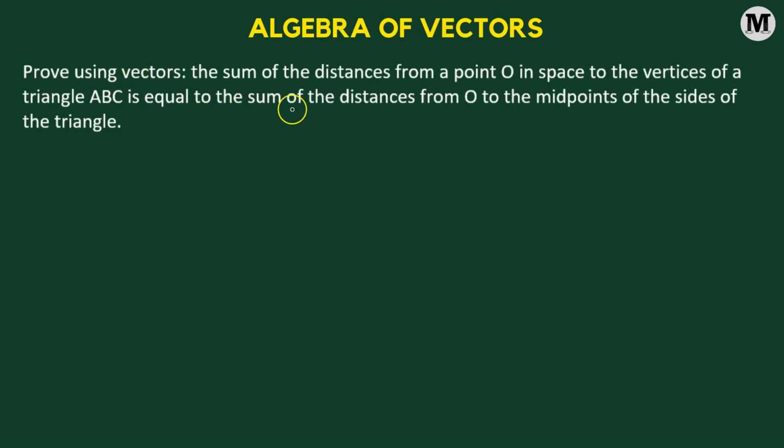Prove using vectors the sum of the distances from a point O in space to the vertices of a triangle ABC is equal to the sum of the distances from that same point O to the midpoints of the sides of the triangle. Okay, now let's try to understand with the help of a diagram.